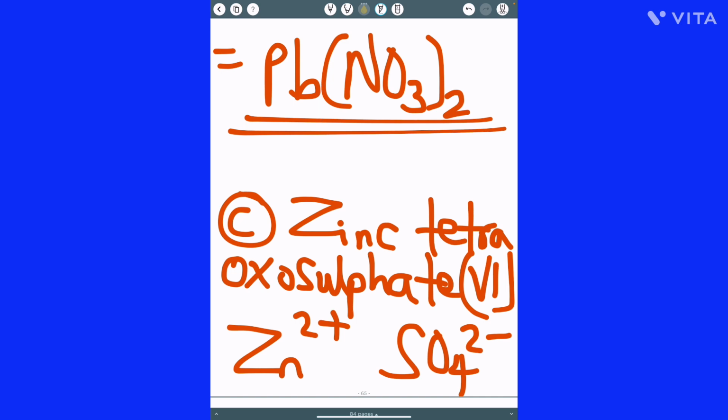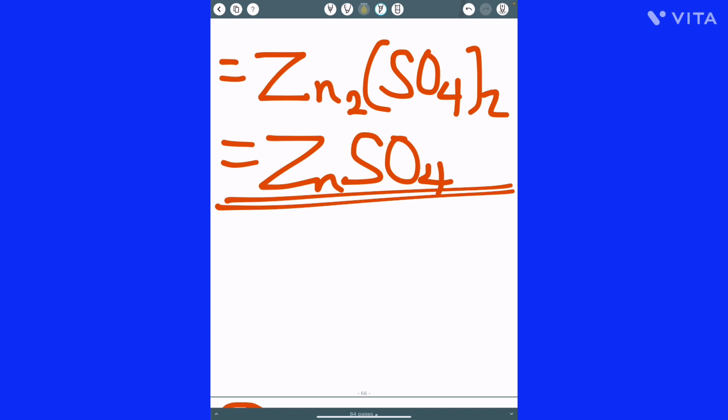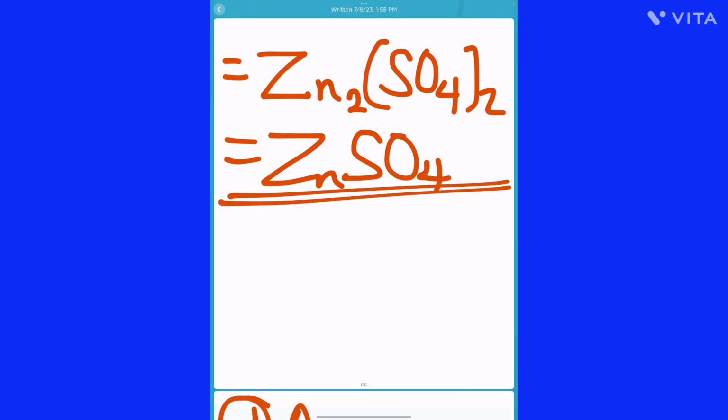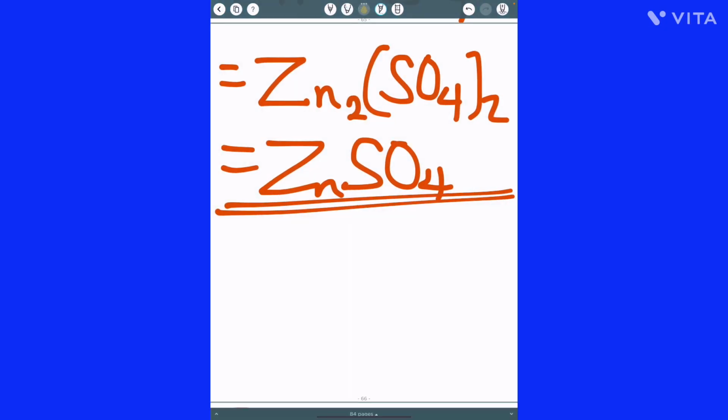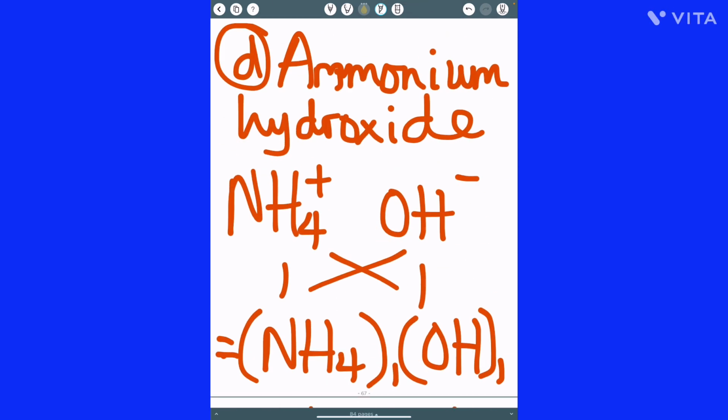Zinc tetraoxosulfate(VI). We did this before. Zn2+ and SO4 2-. So from the charges, I'll get the valencies. Oh, I didn't even remember to write the valencies, but I'm sure this is clear. Zn2(SO4)2. Each of these 2's is removed, and the brackets will not be needed too. So you get ZnSO4.